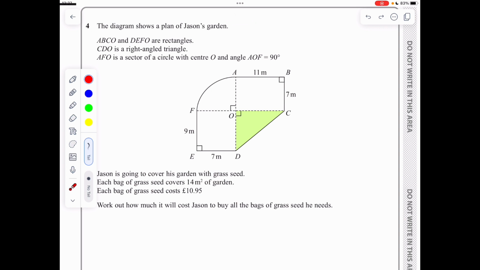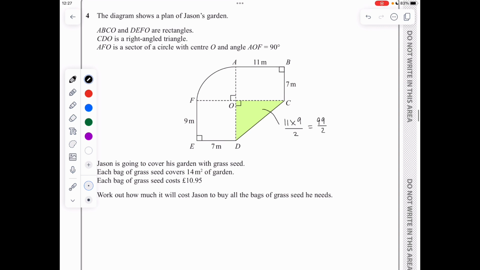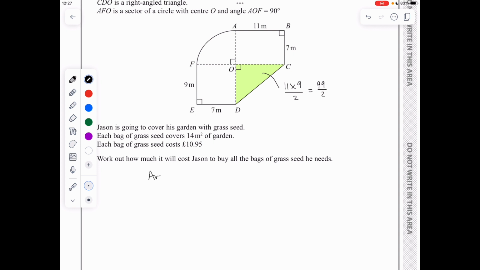It obviously has an area of 11 times 9 over 2. It's base times height over 2, which is 99 over 2. And then I need to add up all the areas to find the area of the garden. So the area here, I will start with 9 times 7. 9 times 7, it's this part here. And then plus the 11 times 7 plus the 11 times 9 over 2, which is the triangle.